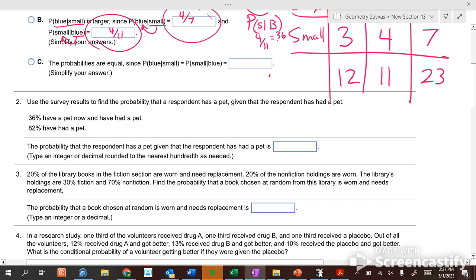All right, a survey. Use the survey results to find the probability that the respondent has a pet, given that they have had a pet. They have had a pet, and 36% have now and have had a pet. So you take 0.36 divided by 0.82, because it's 36% of the 82%. So somebody on your calculator, take 0.36 divided by 0.82 and round it to the nearest hundredth. Nearest hundredth is how many decimal places? 2. What do we get?